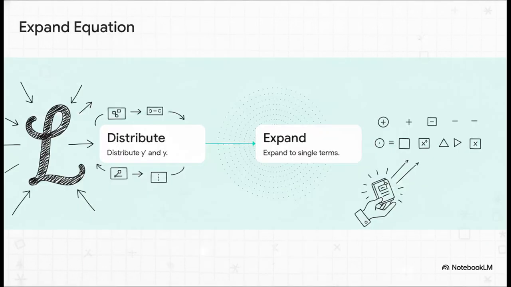Our very first move is just simple prep work. We're going to expand that equation so every single piece is clearly separated before we try to transform it. By distributing the y prime into the 2t plus 1 and the y into the t plus 1, we're basically laying all our cards on the table. Sure, it looks a little longer now, but this separation is absolutely crucial so we can apply our transform rules cleanly to every individual term.